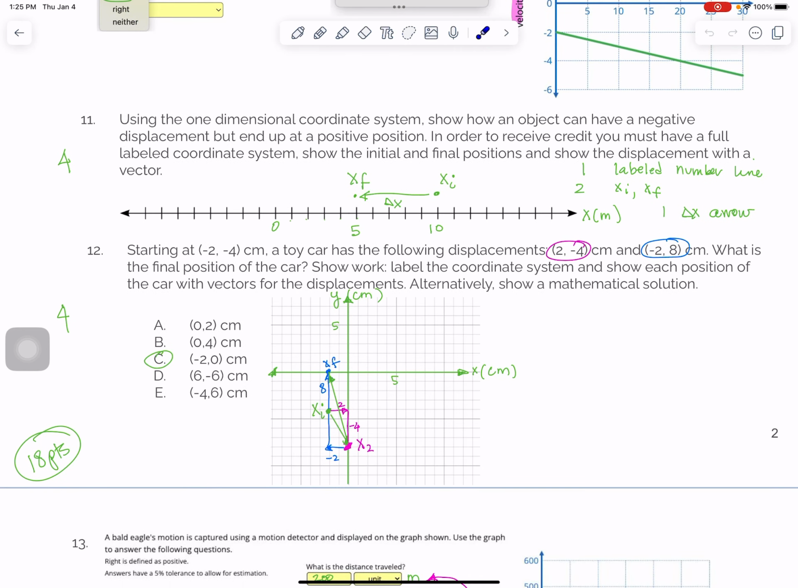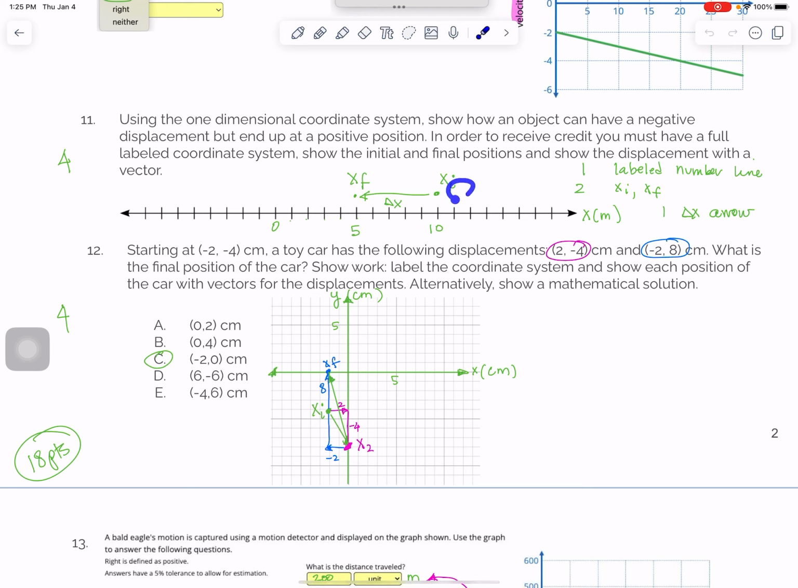Using the one-dimensional coordinate system, show how an object can have negative displacement. There was not a single correct answer. You just needed to show something like this. I told you how to do it.